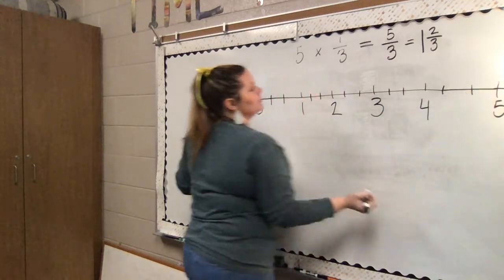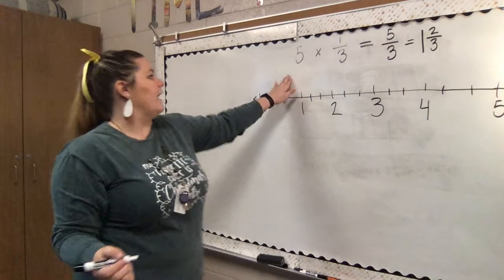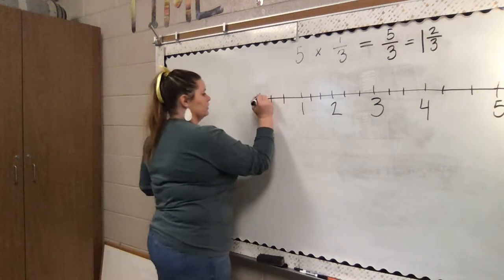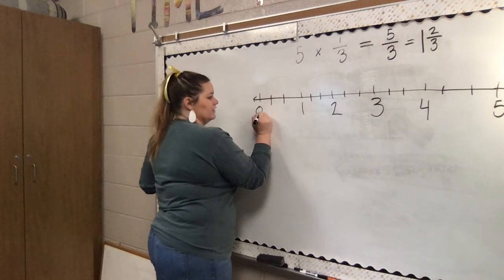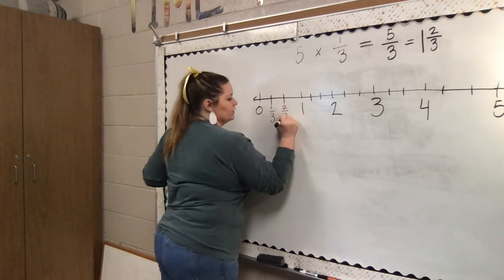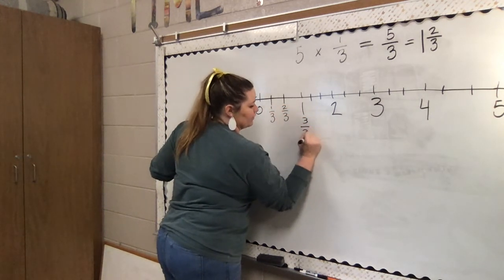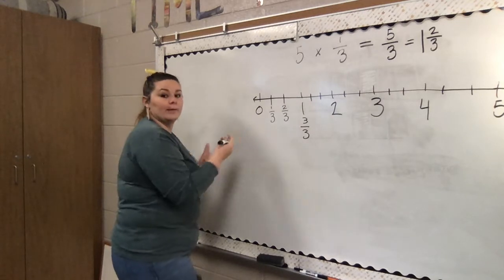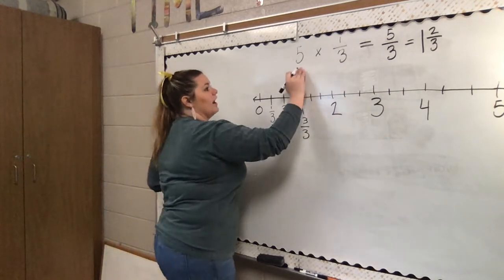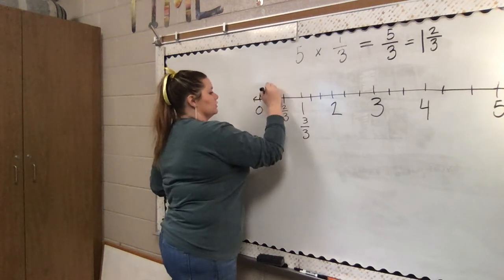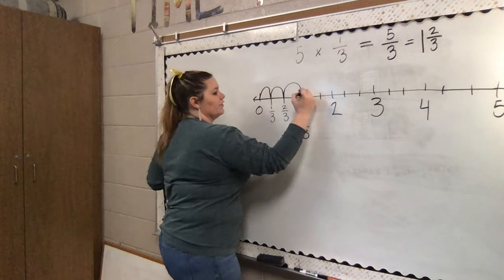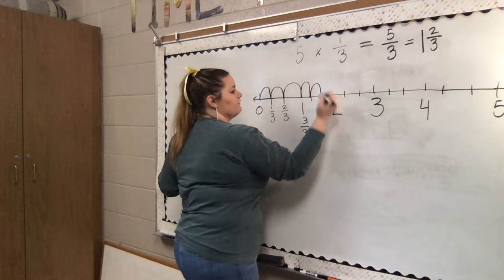Now I'm going to do 5 groups of 1/3. So first I'm just going to hop 1/3. If this is 0, this would be 1/3, 2/3, and then 1 would be equivalent to 3/3. If you want to label your number line as you go, that would also be helpful. So I'm going to hop 5 1/3s. So there's 1/3, 2/3, 3/3, 4/3, and 5/3.